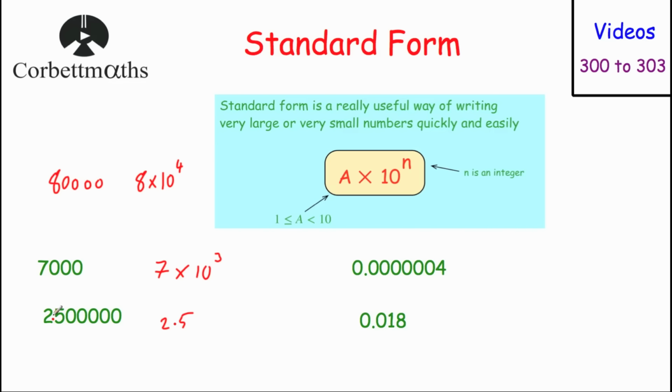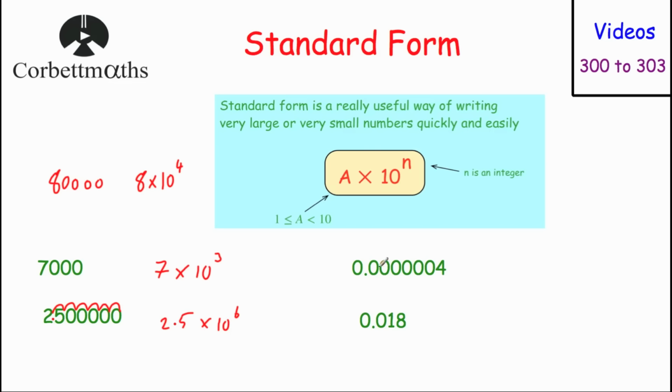So we want to move the decimal point from here to here. So we would move it 1, 2, 3, 4, 5, 6 times. So that means we need to multiply 2.5 by 10 to the power of 6, because that would move the decimal place 1, 2, 3, 4, 5, 6 places to the right.